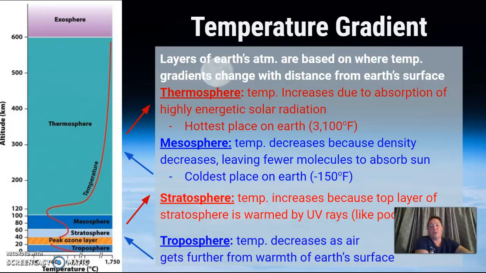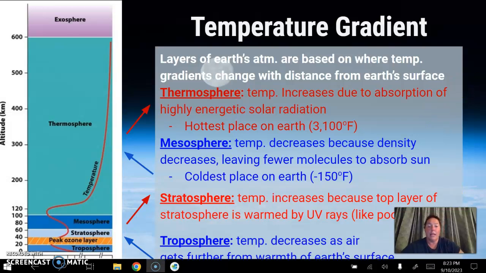If you look at the temperature gradient, the layers of the Earth's atmosphere are based on where the temperature gradients change with distance from Earth. So the thermosphere, the temperature increases due to the absorption of those rays from the sun. The mesosphere, the temperature decreases because the density also decreases, and it's actually the coldest place on Earth. So because the density decreases, there's less molecules to absorb energy from the sun, so it's actually very, very cold. The stratosphere increases because the top layer of the stratosphere is warmed by UV rays, like the top of a pool.